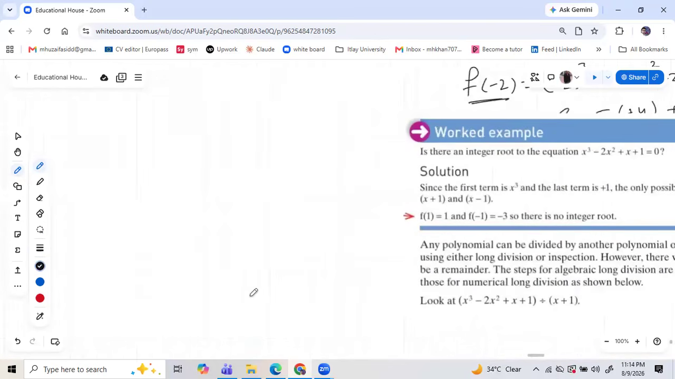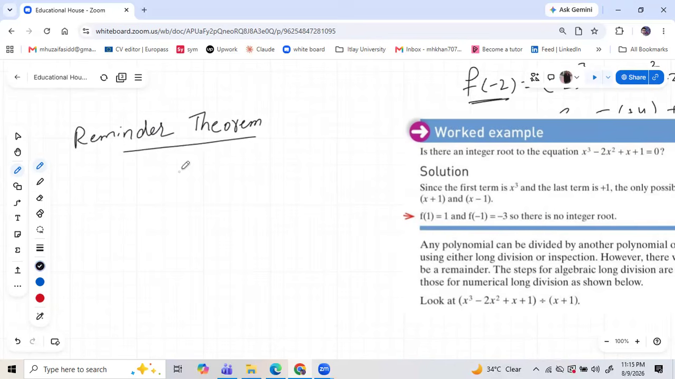I'm just writing it here. The remainder theorem is: so our remainder theorem is what? f of x is equal to, if we have the function, and then we divide by x minus a, g of x plus f of x.